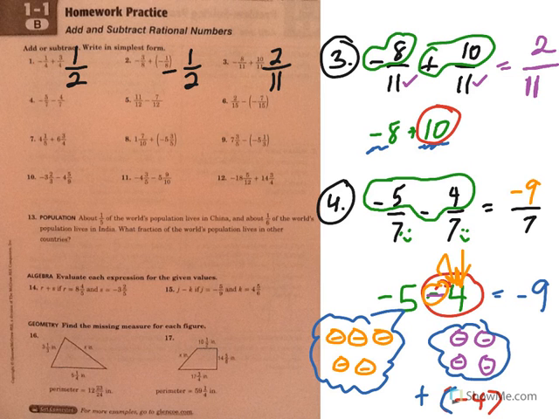So negative 9 sevenths. Now, of course, this is improper, which means that we need to make it into a mixed number. We have more than one whole. 7 goes into 9 one time, remainder 2. So 7 is 2 away from 9, all out of 7. And then you can bring the negative back. Sometimes that messes people up. Just bring the negative back. So negative 1 and 2 sevenths.